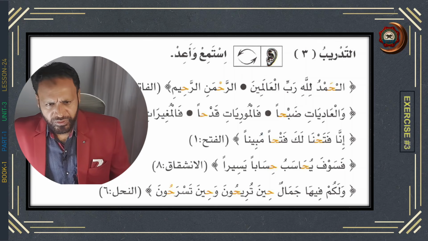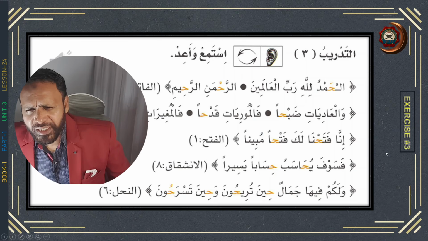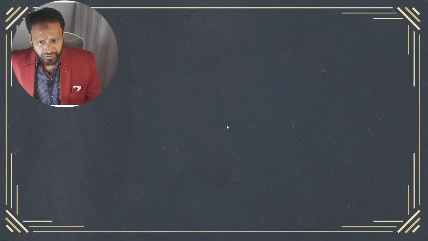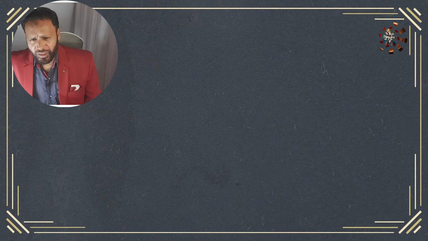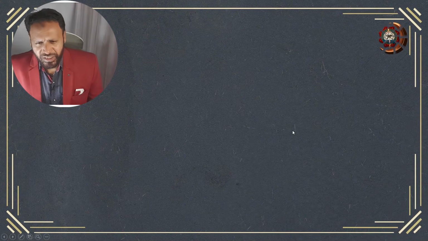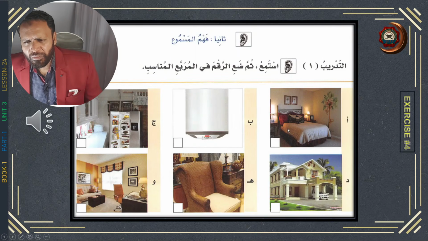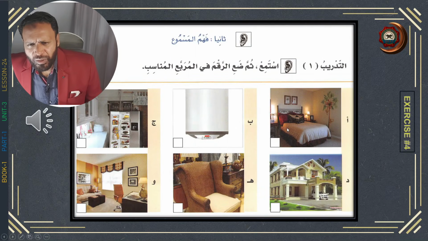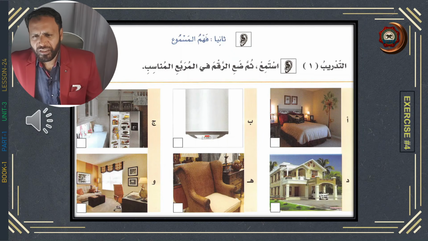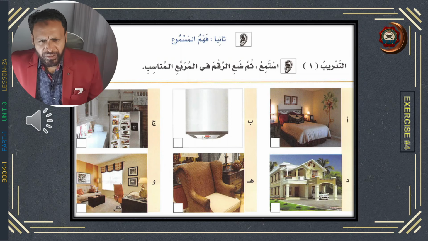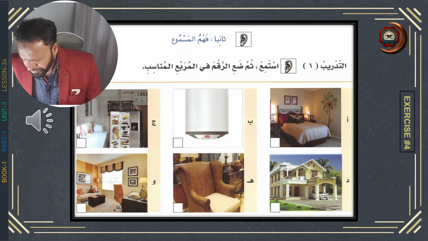Okay, so this one says Istami Summa. Since we are late, I just want to complete this. Istami Summa Da Ar-Rakmi Fil Murabba Al Munasiba. Listen and then put the number in the appropriate square. So let's do it manually.